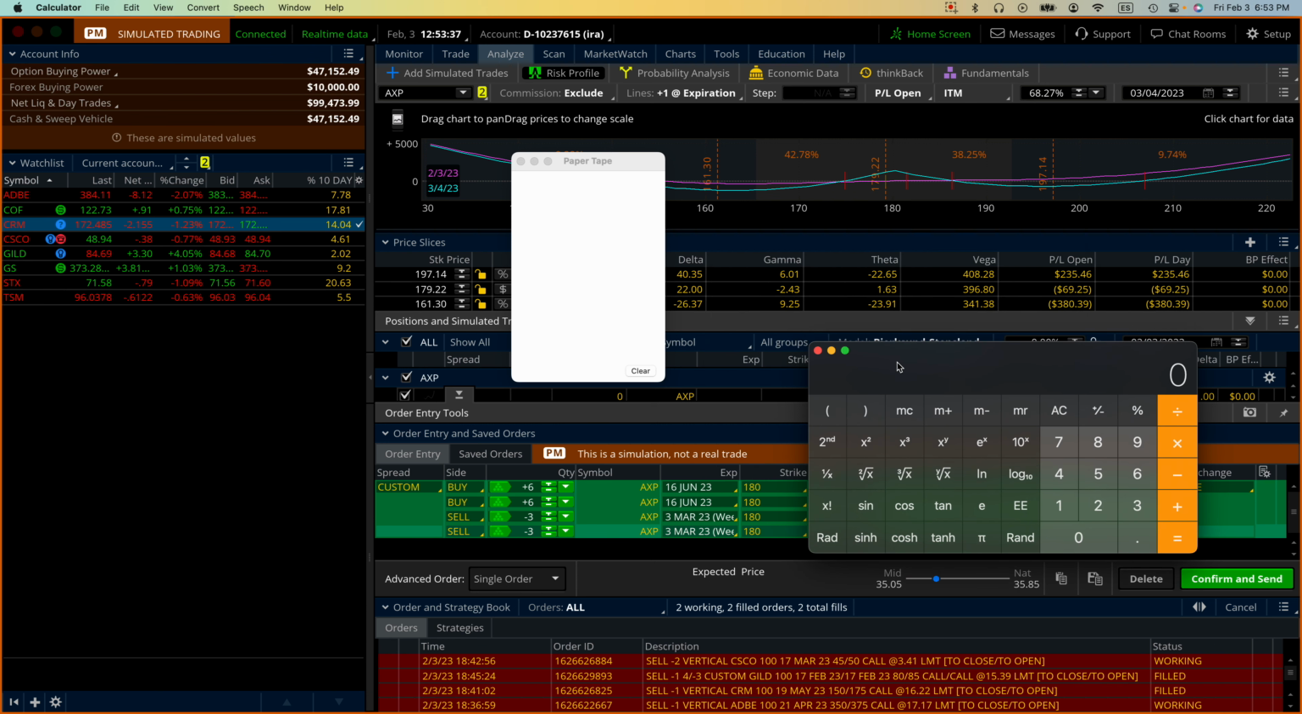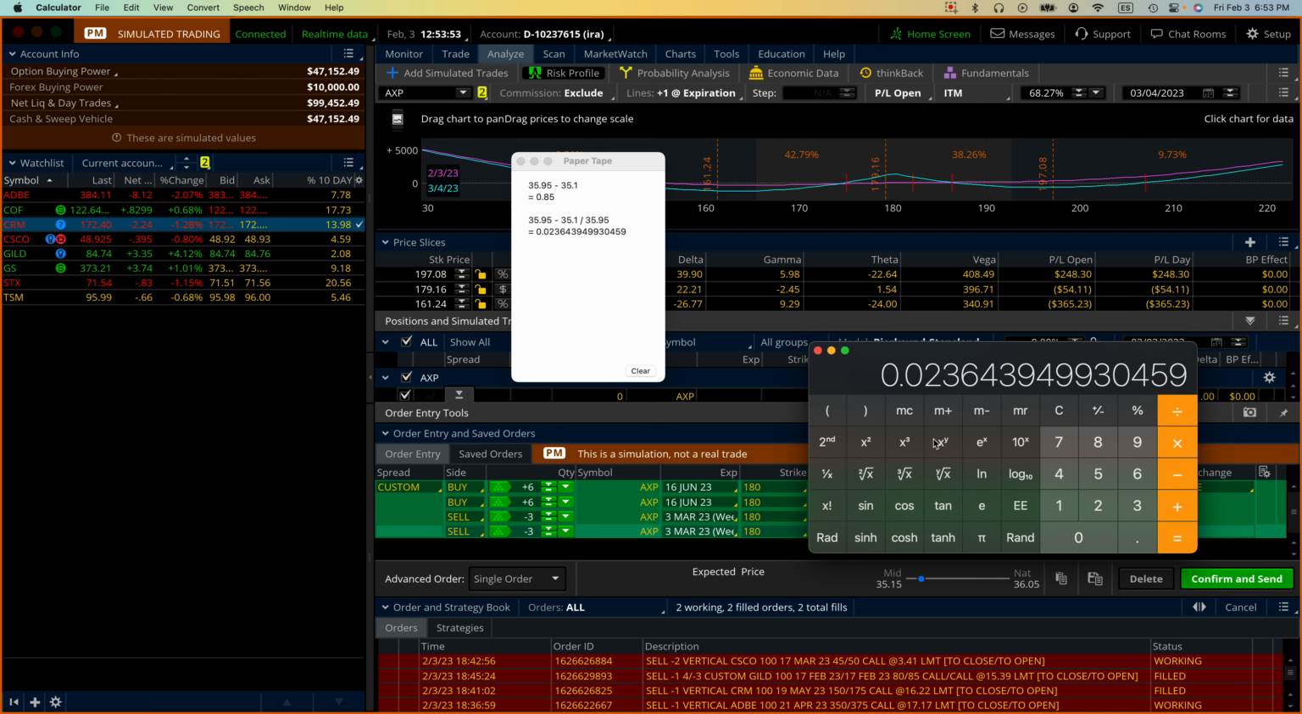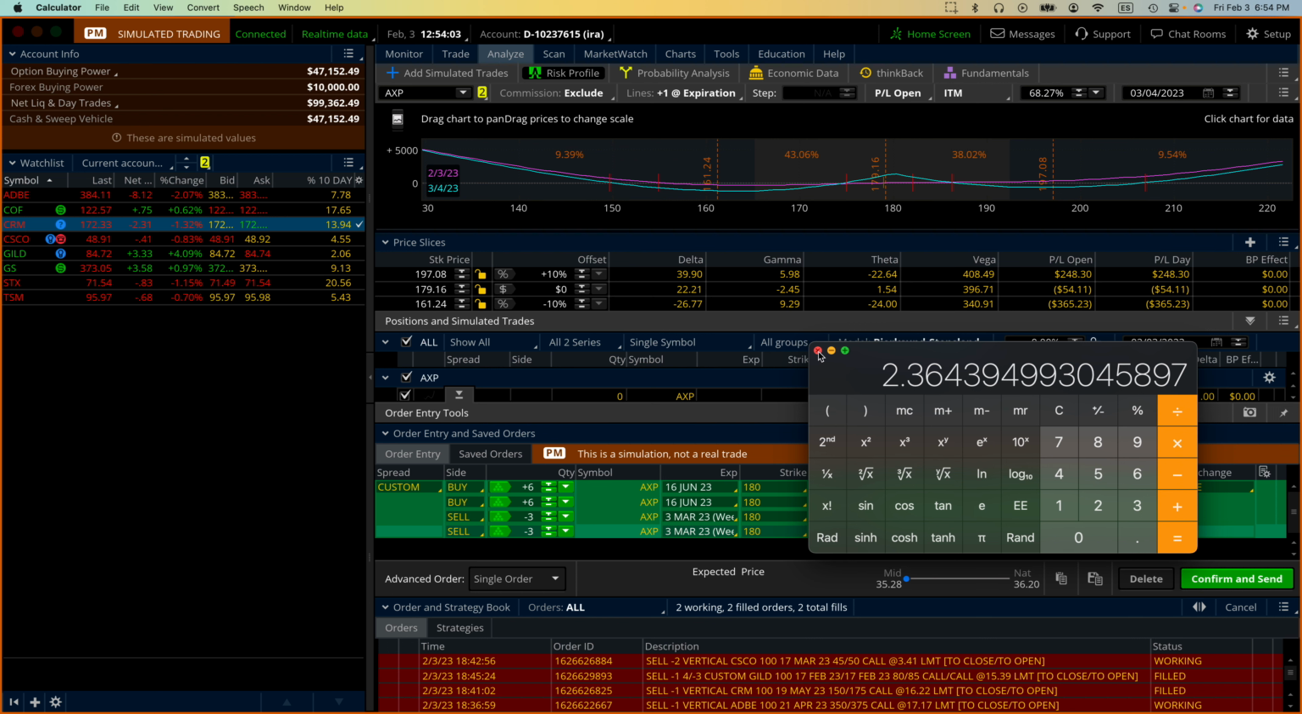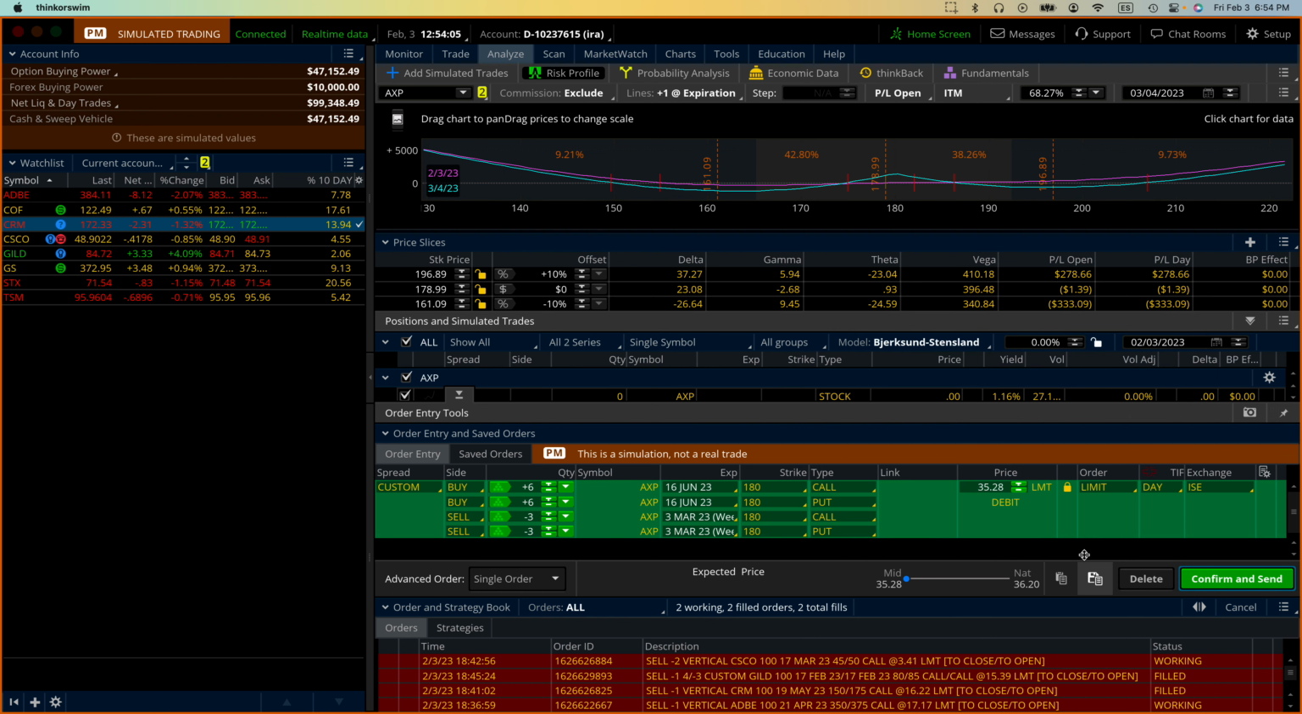And how do we use this? Well, the mid, you see down here, is 35.95 minus 35.1, the difference is 0.85. Divide that by 35.95, and that gives you, times 100, 2%. Less than 3% is fine. Okay, so that means it's liquid enough. Good. And so we're ready to enter this trade.